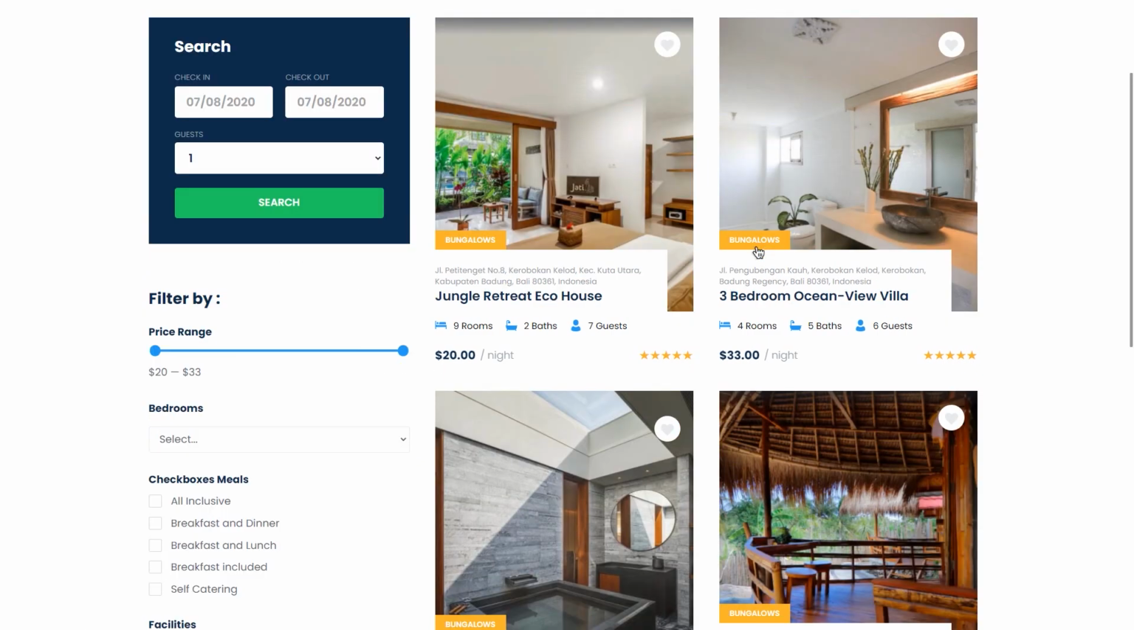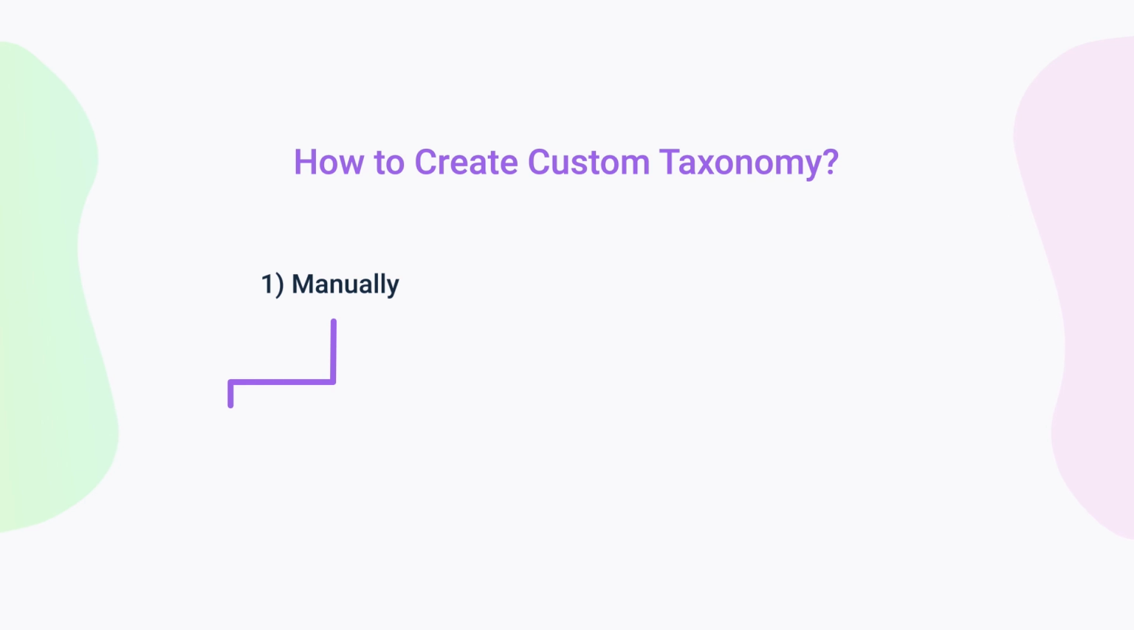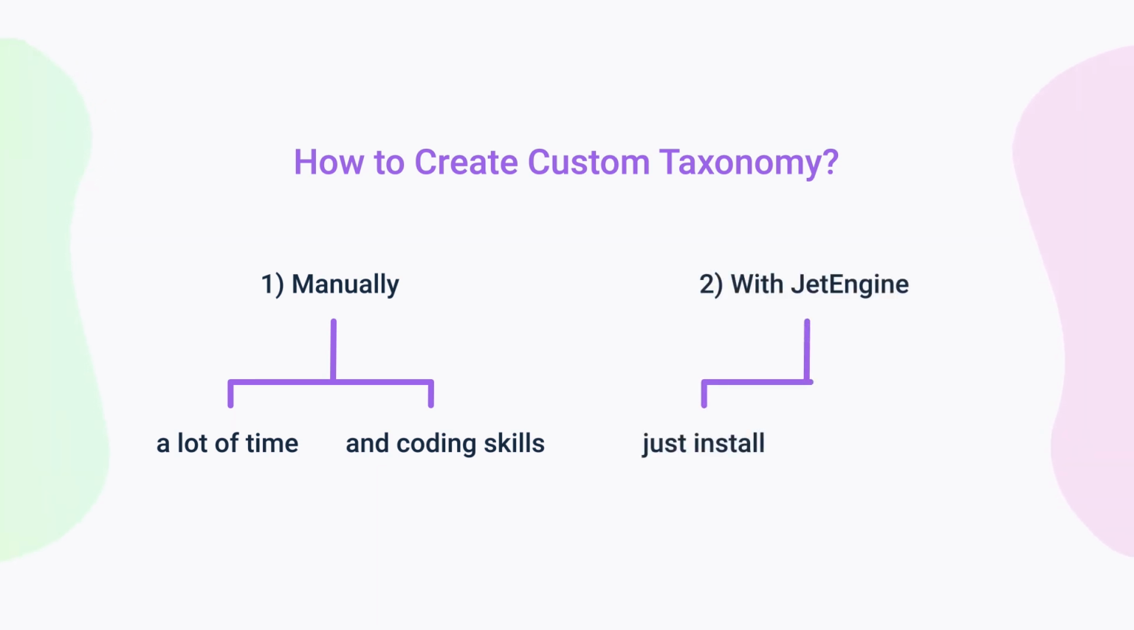How to do that, you may ask? Well, there are two ways. The first one and the hardest one requires a lot of time and coding skills since you're going to be editing your theme's functions PHP file. But there is another way. No need to be a pro at coding because with the JetEngine it is as easy as pie.